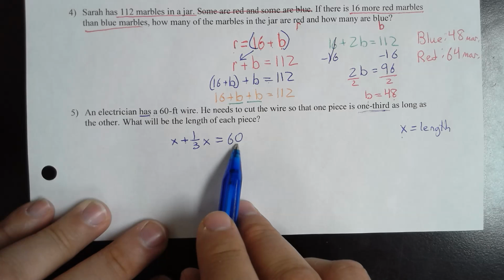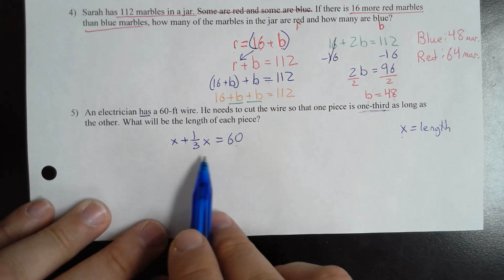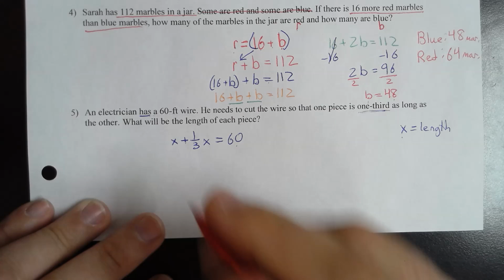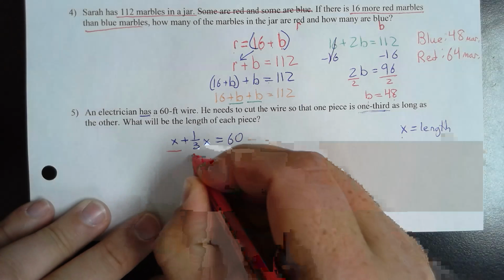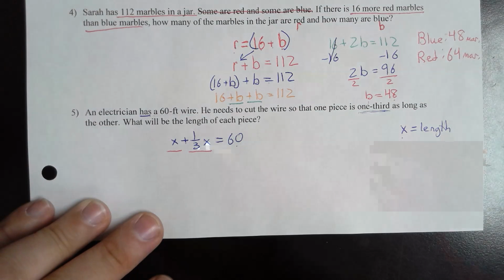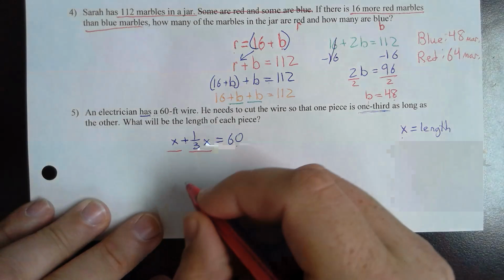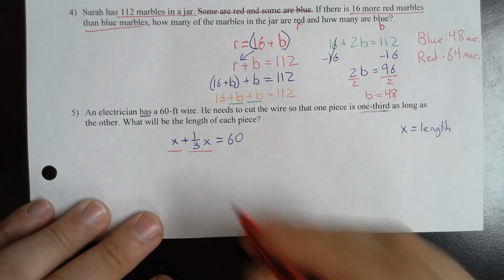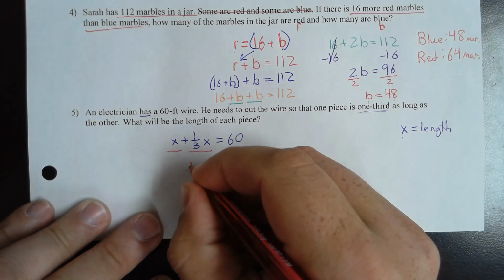Okay, very good. So what do I need to do right now to start solving? Combine those like terms. X plus 1/3 X is what? 1 and 1/3. How can we write that a little better since we're in algebra? Instead of using a mixed number, we would want it as an improper fraction. Very good. So that would be 4/3.